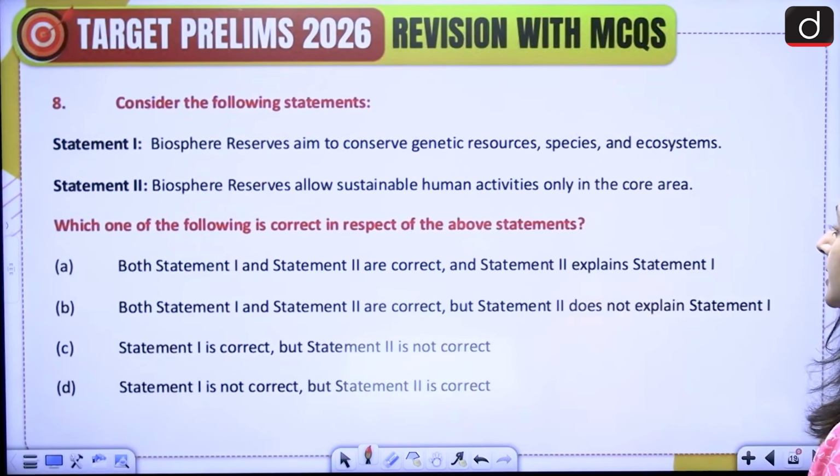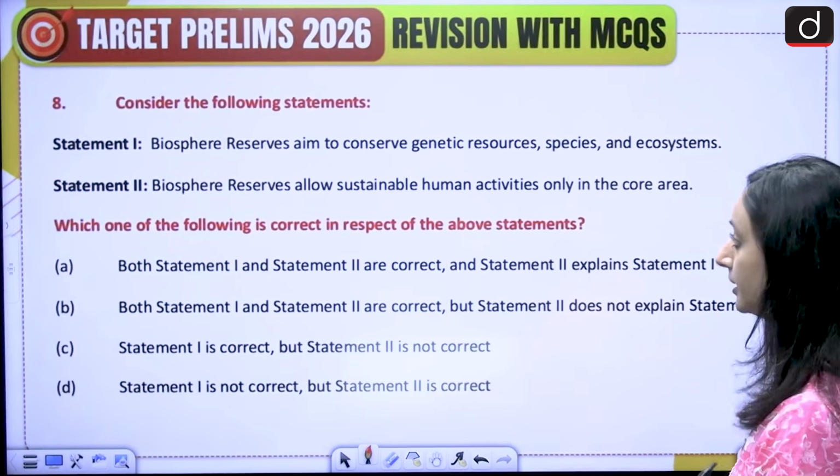Question number 8. Consider the following statements. Statement 1. Biosphere reserves aim to conserve genetic resources, species and ecosystems. Statement 2. Biosphere reserves allow sustainable human activities only in the core area. Which of the following is correct in respect of the above statements? A. Statement 1 and statement 2 are correct and statement 2 explains statement 1. B. Both statement 1 and statement 2 are correct but statement 2 does not explain statement 1. C. Statement 1 is correct but statement 2 is not correct. D. Statement 1 is not correct but statement 2 is correct. So please attempt this question.